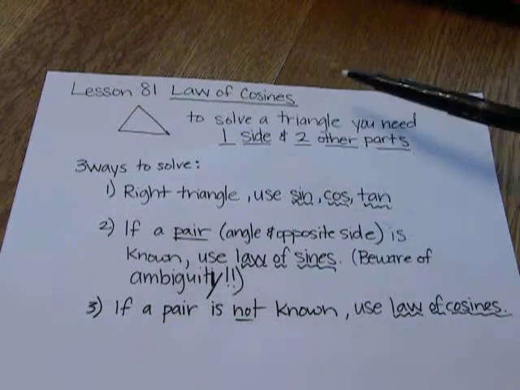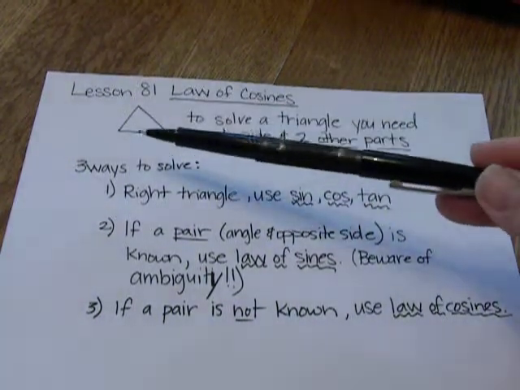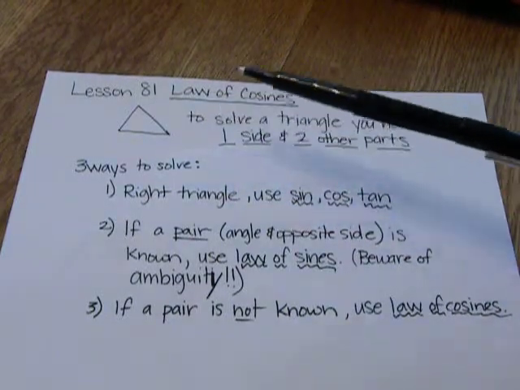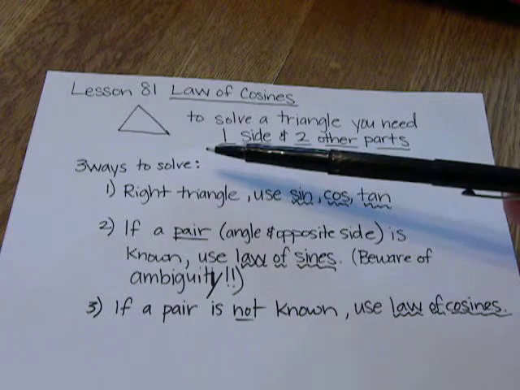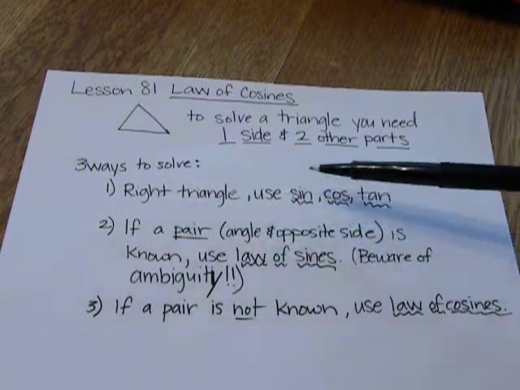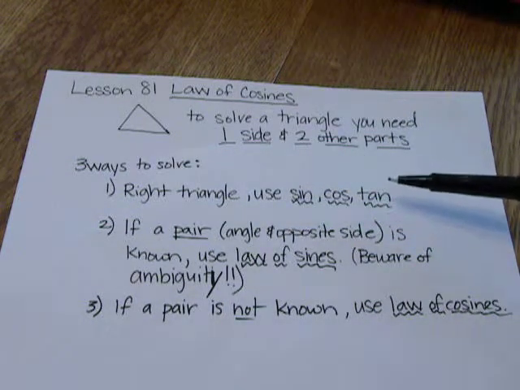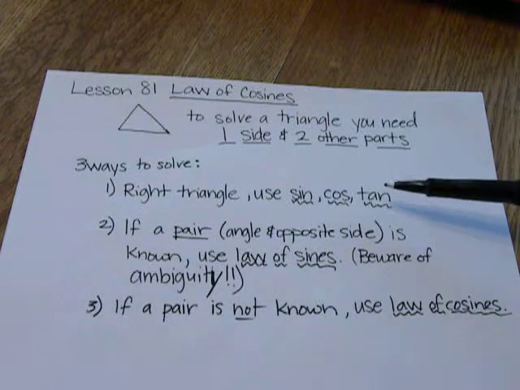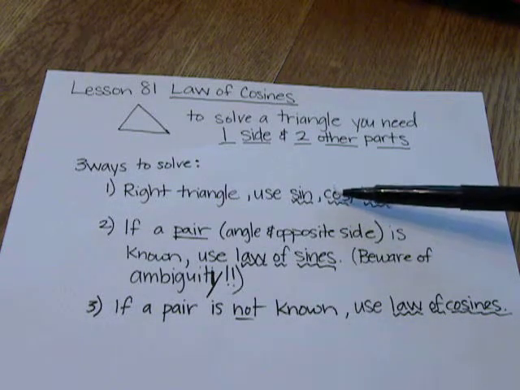So first of all, to solve a triangle, you need one side and two other parts, and it doesn't really matter what two other parts it is, but so far, these are the situations we've run across. There are three ways to solve a triangle. First of all, if it's a right triangle, you just use sine, cosine, or tangent to solve it. You just use your normal trig function, so SOH CAH TOA. Okay, so that you are really familiar with.